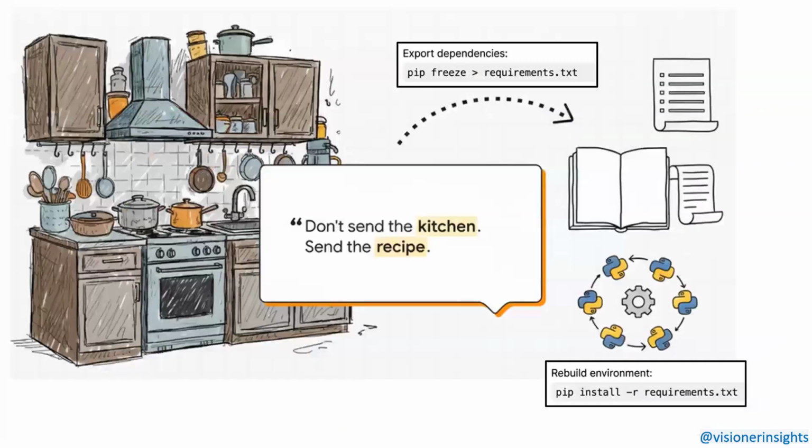And this brings us to a really powerful analogy that you should burn into your memory. Don't send the kitchen, send the recipe. Never ever send a massive 500 megabyte environment folder to a teammate or try to commit that beast to version control. No way. You just send the plain text file, the recipe, so they can instantly rebuild the exact same kitchen on their own machine.